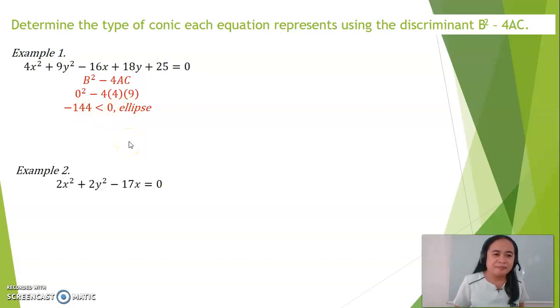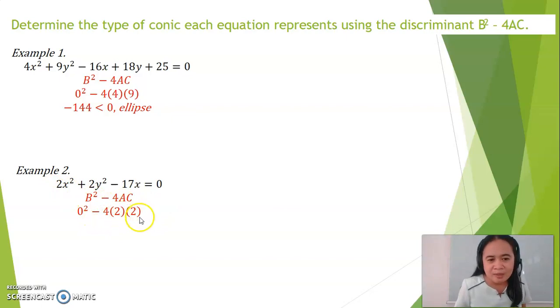Another example. Now, in this case, using the discriminant formula, there is no xy term, so that would be 0. Our a is 2, and our c is also 2. So negative 4 times 2 times 2 would be negative 16, which is still less than 0. In this case, this is a circle.